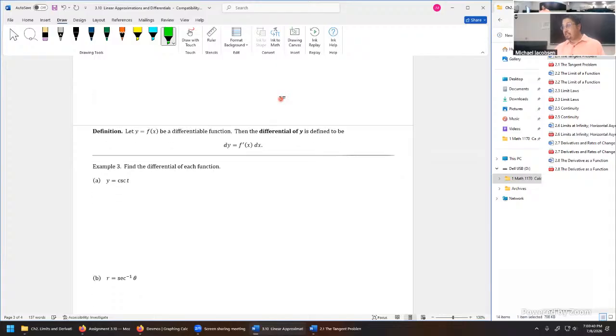Again, differentials become a major key in integration in chapter 5. But here's what the definition looks like. If y equals f of x, the differential is just dy equals the derivative f prime of x times dx. So we split up dy dx, we consider them as variables, and we do just a formal manipulation of these parts here, x being the independent variable. So it's a pretty short concept.